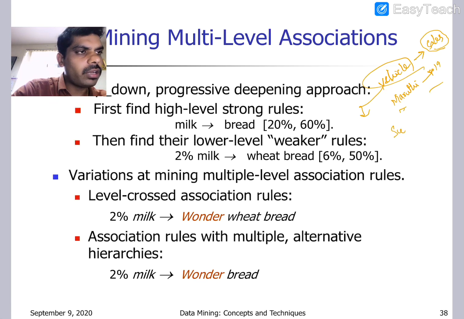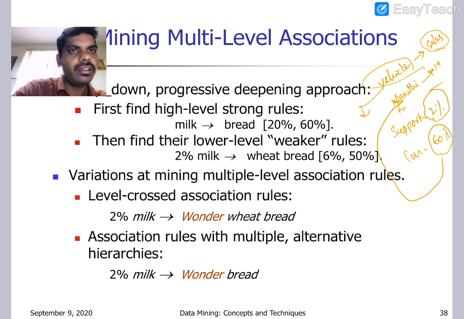Suppose I write support for the higher level as 2% and confidence as 60%. I cannot apply the same support and the same confidence for the lower level. Why? Because I have observed some two transactions, and based on that I am giving a conclusion for the higher level.